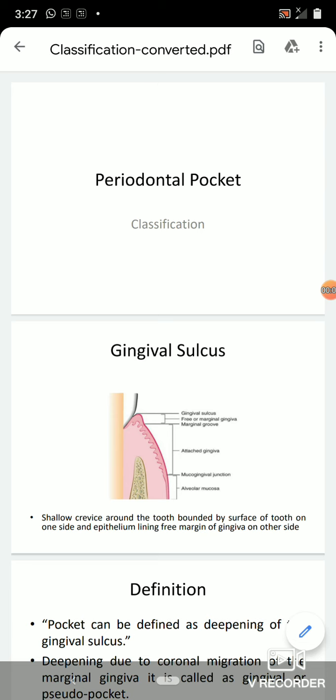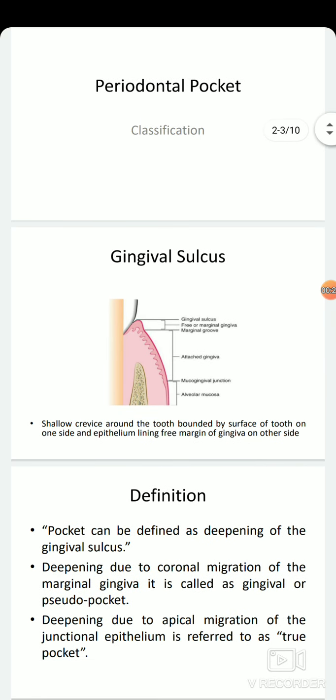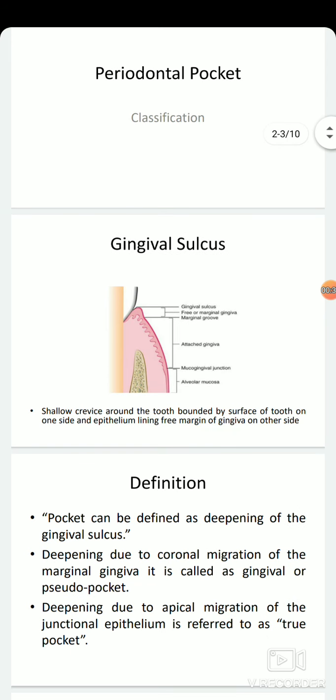Periodontal pocket is one of the important clinical findings of periodontal disease, and for proper understanding of periodontal pocket, one needs to have sufficient knowledge about gingiva and gingival sulcus. So, what is gingiva? Gingiva is that part of oral mucosa that covers the alveolar process of jaws and surrounds the necks of the teeth. Basically, there are three types of gingiva. There is marginal gingiva, attached gingiva, and interdental gingiva with varied surface characteristic features and functions.